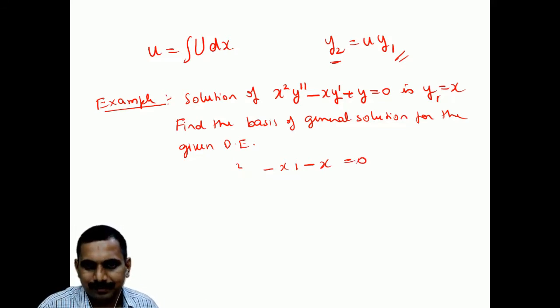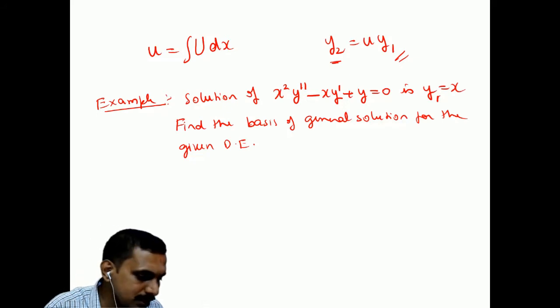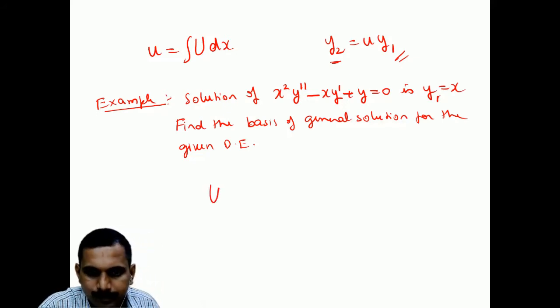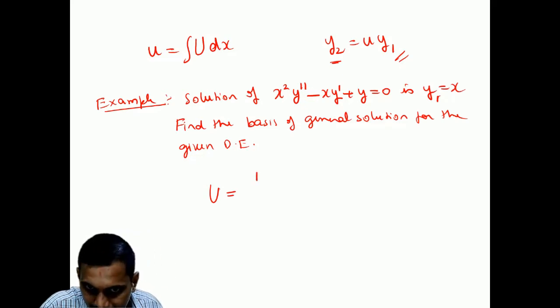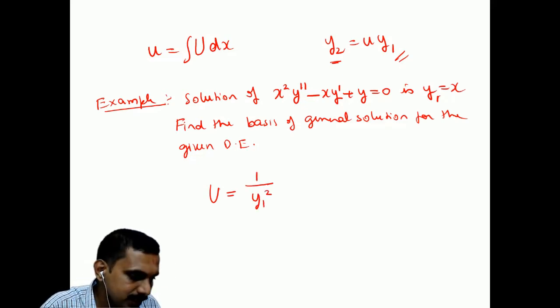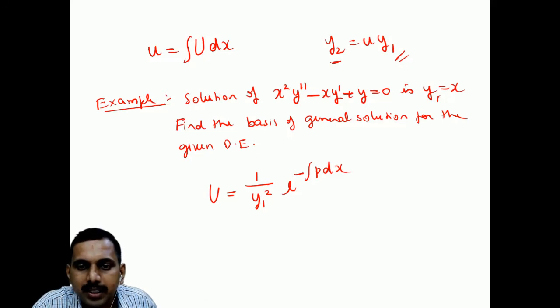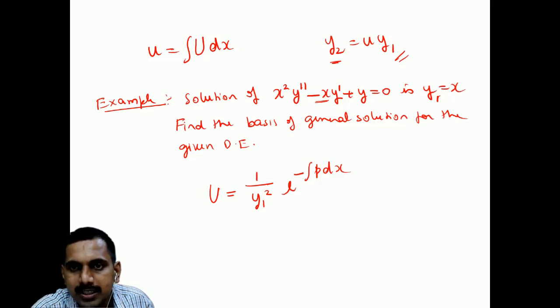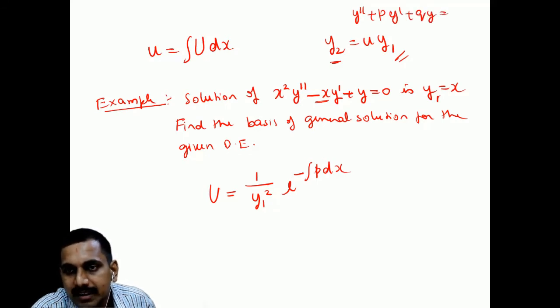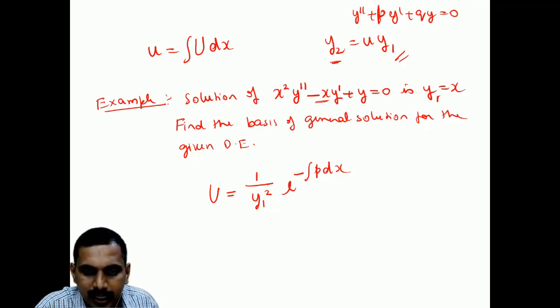Find the other solution, that's it. How to find the other solution? First find out u. What is u? u is equal to 1 by y1 square into e power minus integration of p dx. What is p here, students? We have to remember what the general form is. The general form is y double dash plus p y dash plus q y is equal to 0. p can be a function of x, we know that, correct? So here, what is y1?